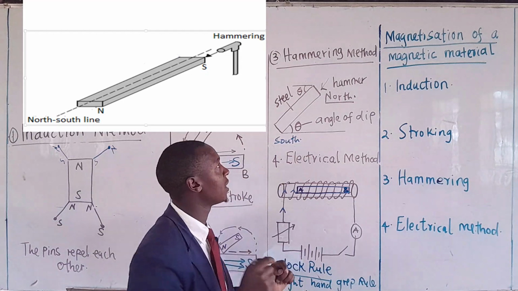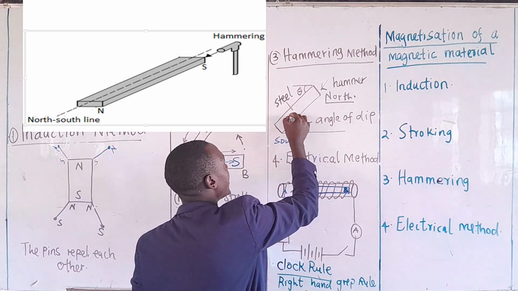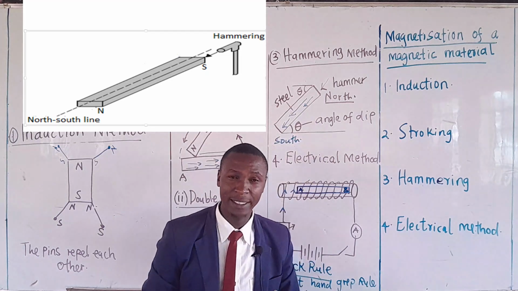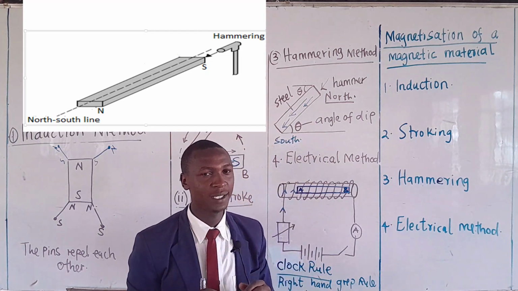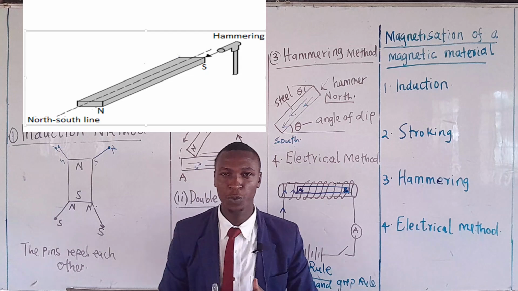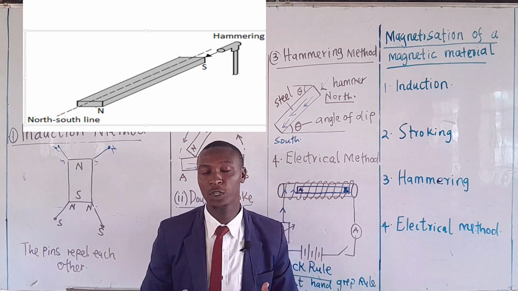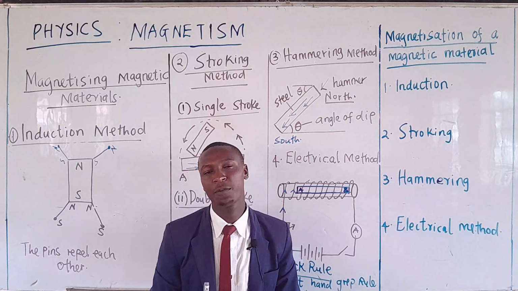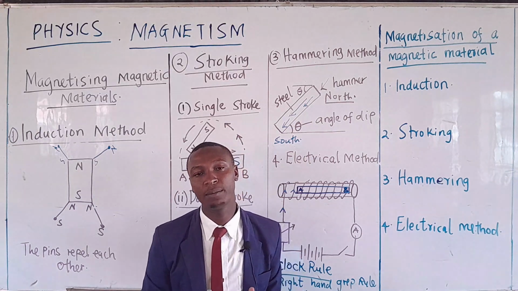After hammering many times, you are trying to align the dipoles in here. The dipoles will be aligned, and at the end of the day, all those dipoles are going to be saturated, or rearranged until no further arrangement is going to happen, and therefore that steel bar will have been magnetized.